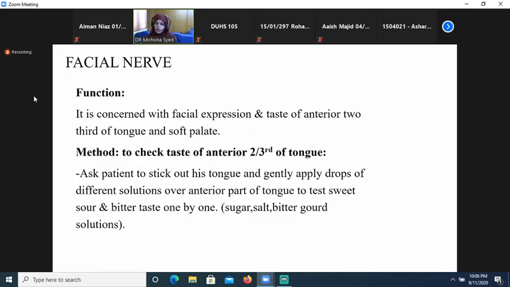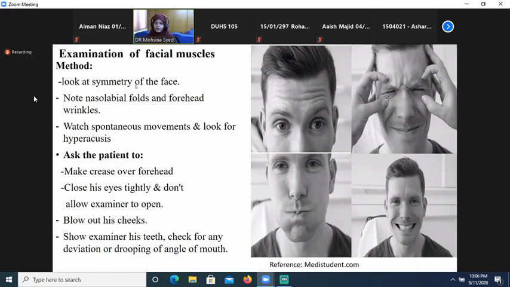Then, for the facial expressions, we look at the symmetry of the face, and we look at the nasolabial folds over here, and we look for the forehead wrinkles. Also, we look for any spontaneous movements, and we ask for hyperacusis. What happens in hyperacusis? There is weakness of the stapedius muscle, and hence the patient appreciates sounds louder than normal.